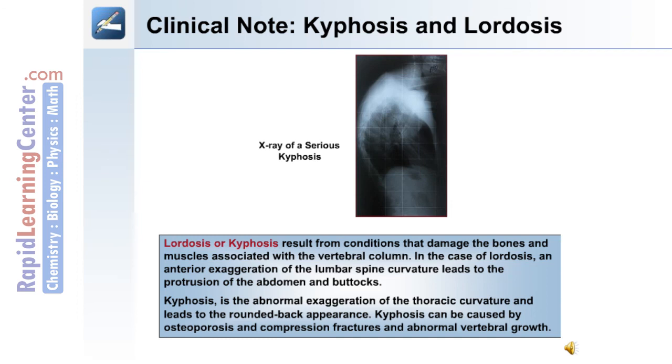Kyphosis is the abnormal exaggeration of the thoracic curvature and leads to the rounded back appearance. Kyphosis can be caused by osteoporosis, compression fractures, and abnormal vertebral growth.